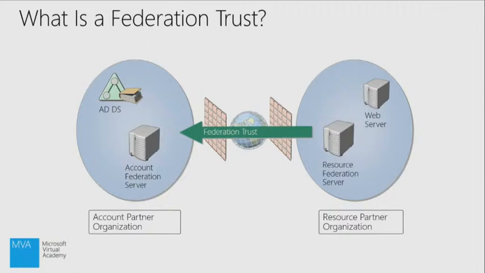It is one way by default. And in terms of the diagram, an interesting little pointer: in any diagrams where you see trusts involved, the arrows point to where the accounts are. The resource partner is trusting, in that direction, the account partner.